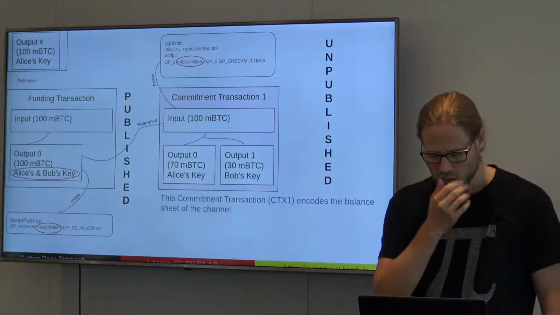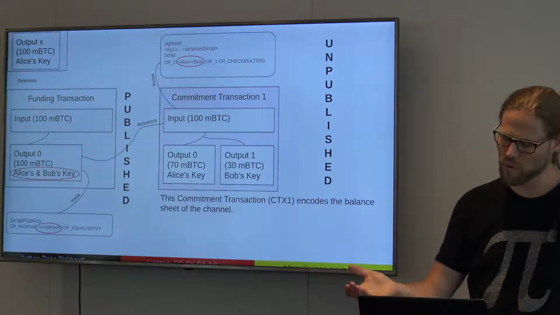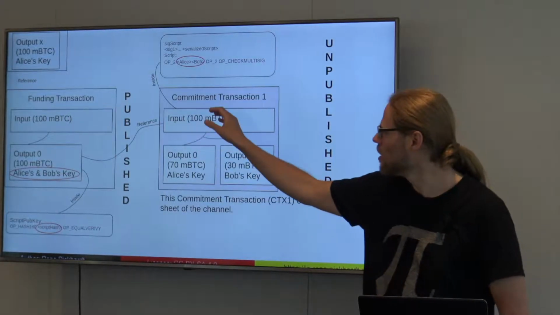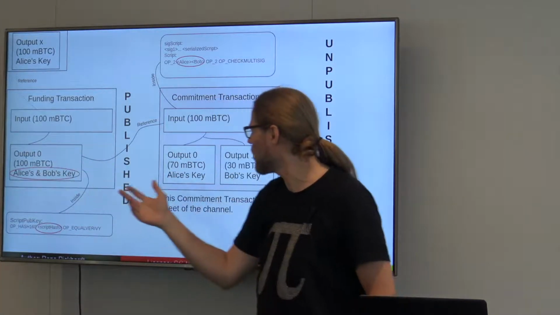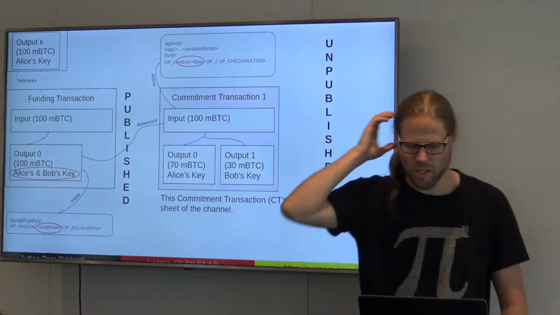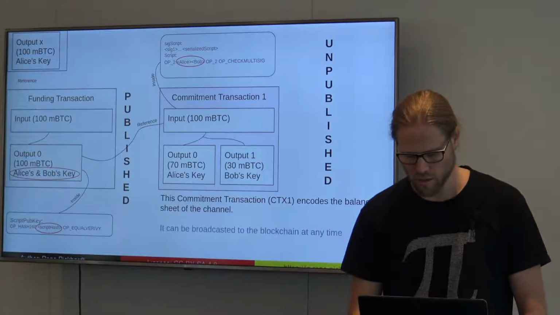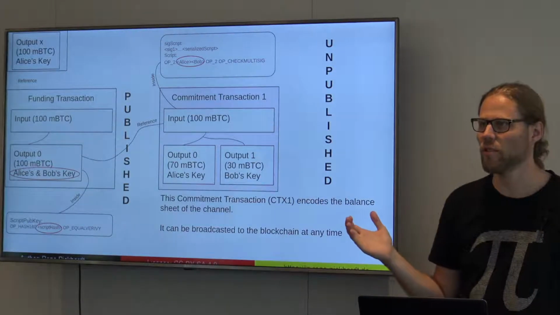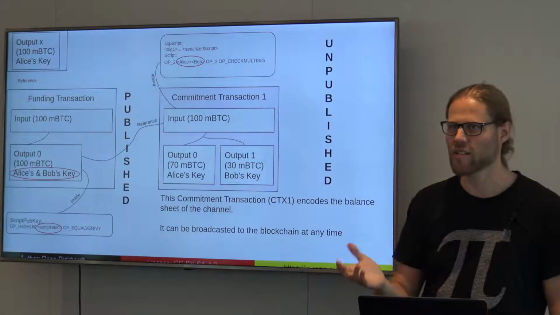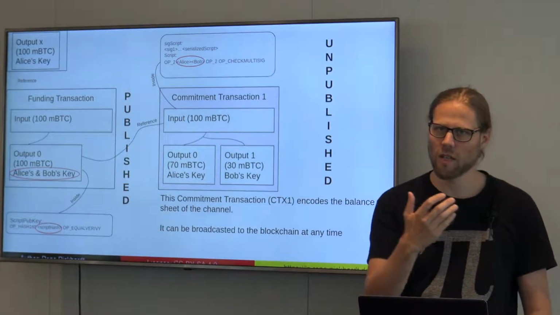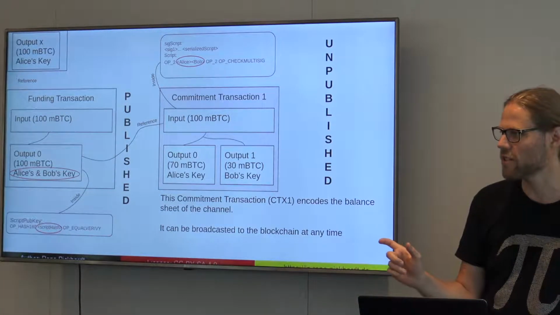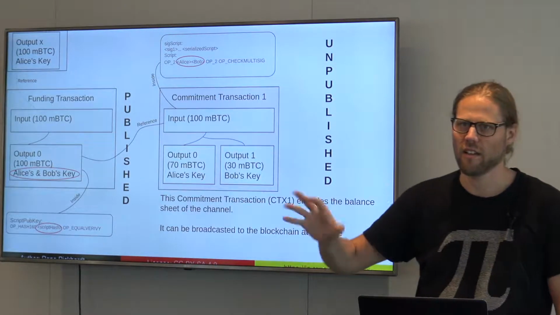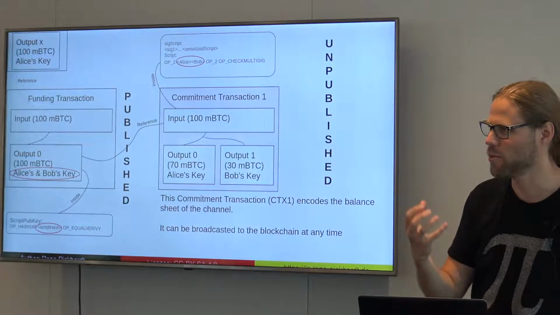All right. So, as I mentioned before, the commitment transaction is really encoding the balance of the payment channel, right? So the capacity is 100 millibitcoin and the balance is, Alice has 70 millibitcoin and Bob has 30. And this transaction can be broadcast to the Bitcoin network at any point in time, which is really nice. So if Alice and Bob have a disagreement, if one of these two people disappears, the other person can take this commitment transaction, broadcast it to the blockchain and say, hey, this is how I want the world to look like.